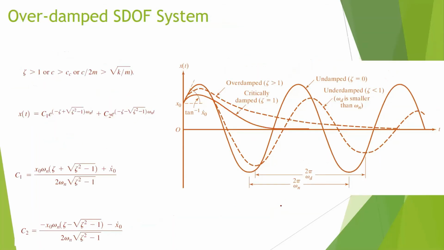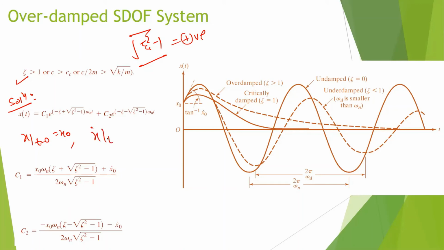And one more case, that was the overdamped system we discussed, where zeta is greater than 1. So the solution in this case has the square root of zeta squared minus 1. This term will be a positive term and the solution can be given in this form. This is the solution for overdamped, and C1 and C2 can be found using the initial conditions of displacement and velocity. So these are the initial conditions.